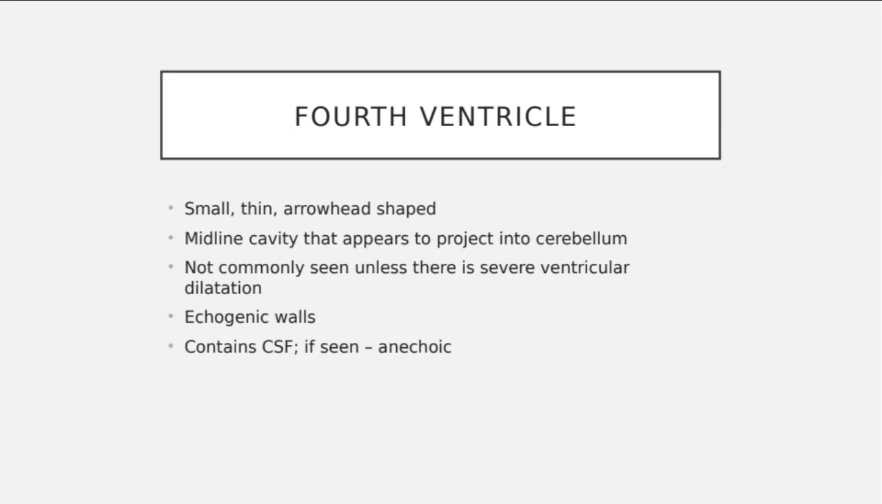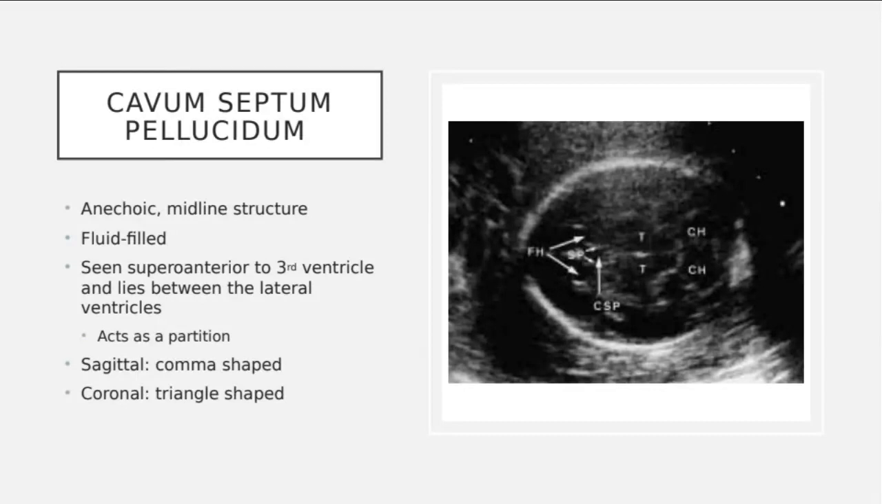Why are we seeing the fourth ventricle so well? So basically, it's kind of like appendicitis. If you don't see it, then you can assume everything is pretty much fine. If we do happen to see it, it should be small, thin, arrowhead shaped, so kind of like triangular in shape. The midline cavity is going to appear to project into the cerebellum. So sometimes we can see it very posterior where the cerebellum is located. We're not commonly going to see this unless we have that dilation or that abnormality. It's going to have echogenic walls, and if we do see it, it should be nice and anechoic with that CSF.